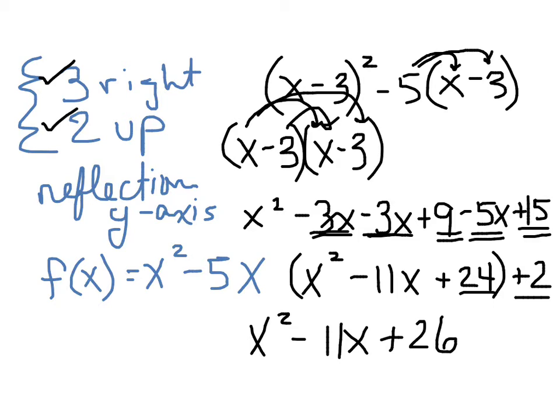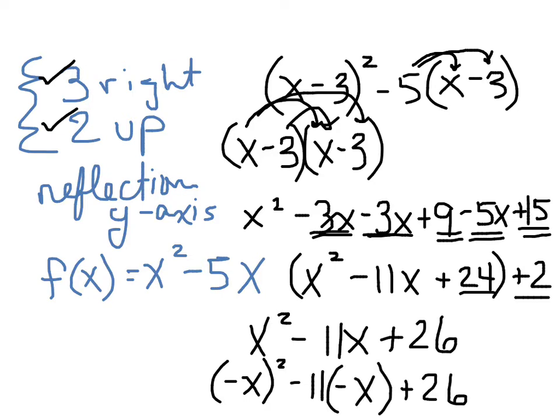Now it says a reflection in the y-axis. Is y on the inside or outside? Inside. Which means I take and put a negative x squared minus 11 times negative x plus 26. Now I want to talk about the middle one because the middle one's where people screw up. The 11 does not go inside of it. The 11 is on the outside of that x, so that stays on the outside. If you're outside, you stay outside. You can't come inside. Okay? So when you're putting in an x or a negative x, you got to put it inside, so you may have to make your own parentheses.